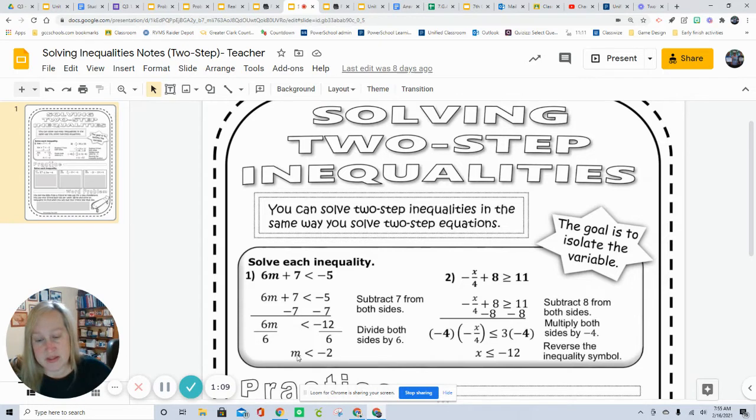Now, in order to isolate the variable the rest of the way, you have to divide both sides by 6. So 6m divided by 6, you're left with m. Negative 12 divided by 6, you're left with negative 2. So m is less than negative 2. They're going to show you on this side, I can already tell it's got a negative, and that negative is attached to the variable. So therefore, I'm probably going to have to reverse the sign.